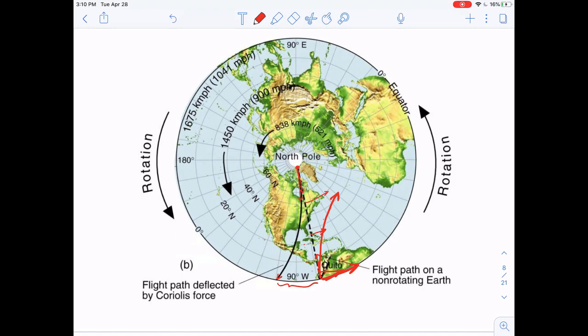So the way I memorize this is by saying because we're living in the northern hemisphere, we're always right. Okay, so we're always going to turn right. All right, you can see that from North Pole traveling to the equator, we're turning right. And also from the equator traveling to North Pole, we're also turning right.